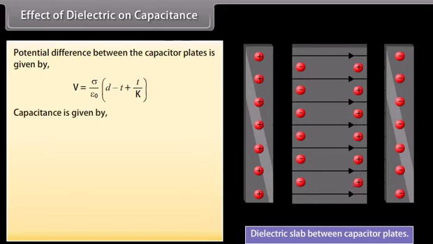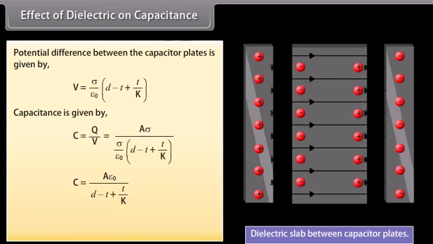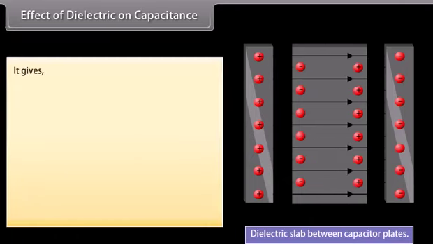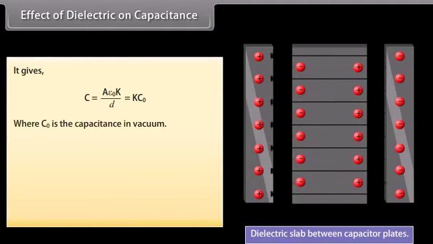Capacitance is given by C is equal to A epsilon naught divided by d minus t plus t upon K. When the dielectric medium fills the entire space between the capacitor plates, then t is equal to d. It gives C is equal to K C naught, where C naught is the capacitance in vacuum. K is equal to C upon C naught.